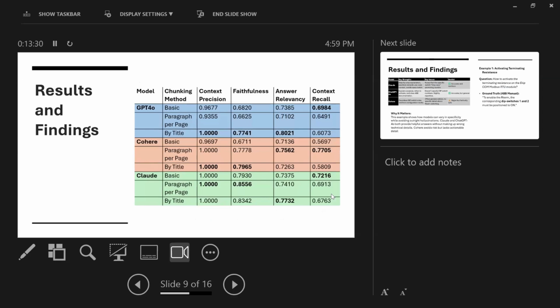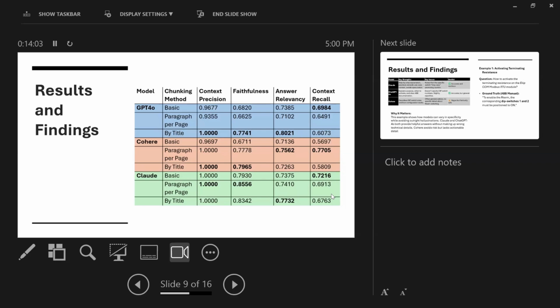Here you can see all the results and findings from the different chunking methods for different models. For GPT4o, I tried the 3 chunking methods: basic, paragraph per page, and by title. The best metrics were all generated by the by title chunking method, with context precision of 1, faithfulness of 77%, answer relevancy of 0.8, and context recall of 0.69.